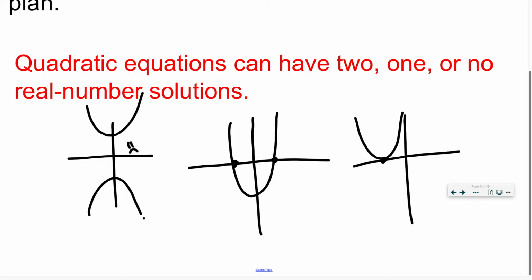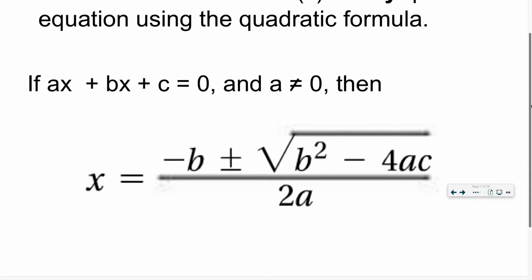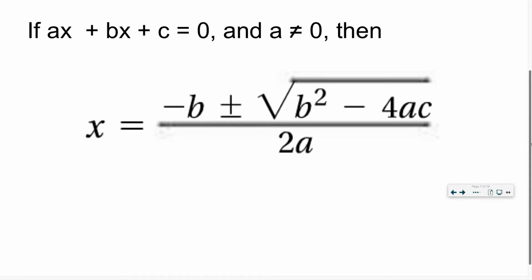So now let's talk about the quadratic formula. You can find the solution of any quadratic using this quadratic formula. So here it is. I want you to write down the formula. You're going to see it a million times. On the next slide, we're going to go through where you get the numbers from.